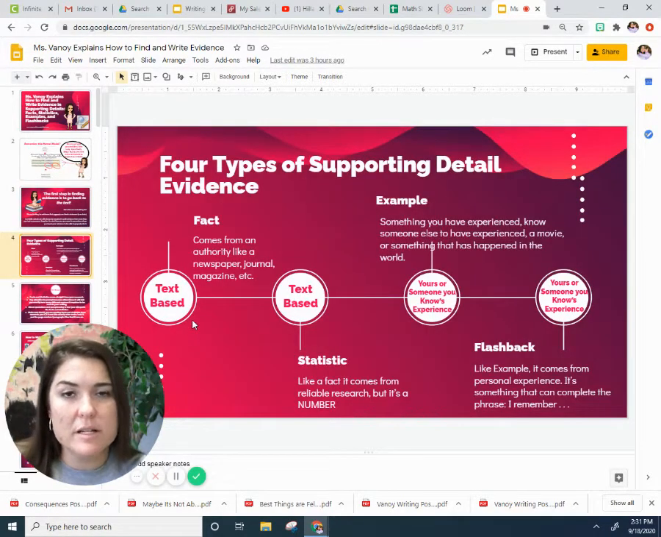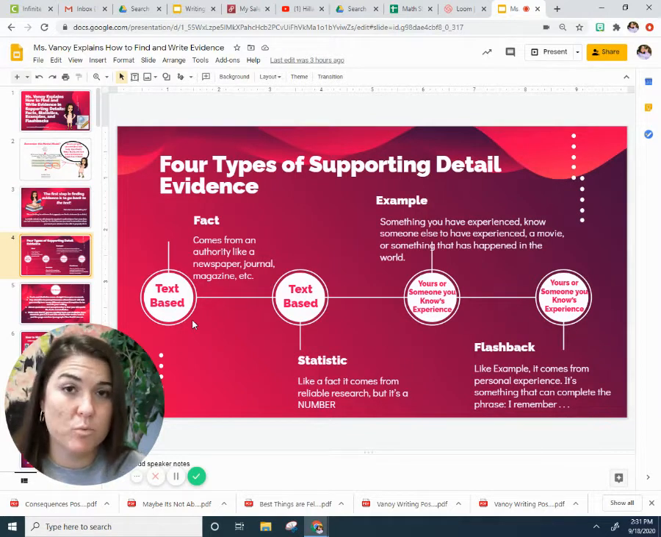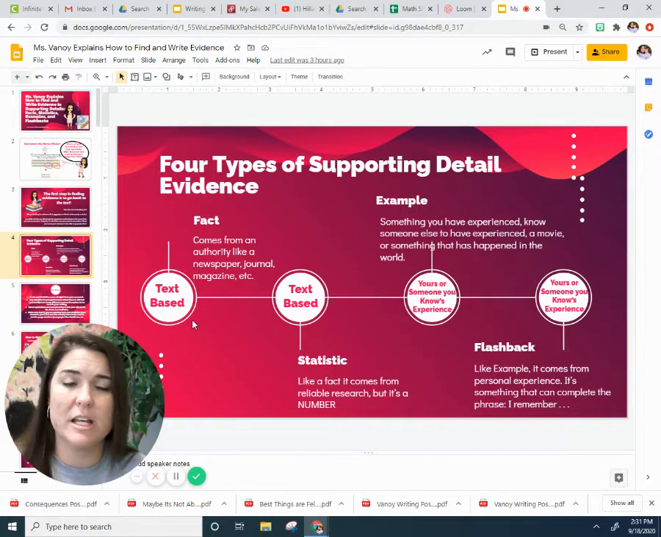Now, there are 4 different types of ways to find evidence: fact, statistic, example, and flashback. But the more I thought about that, the more I realized I could categorize them as text-based, and the other type is where you pull from your own experiences. So fact and statistic are the first 2 I want to talk about, because I feel like those are the 2 you're going to use most often in on-demand prompts, or just writing in general. When you have to have facts to back up what your opinion or argument is, you need to be able to go back to that text and find facts and statistics.